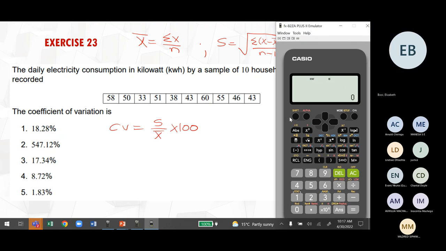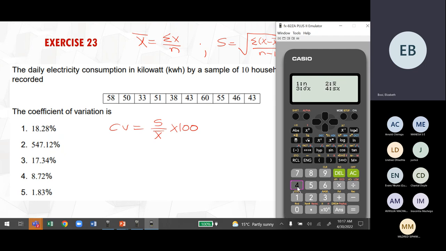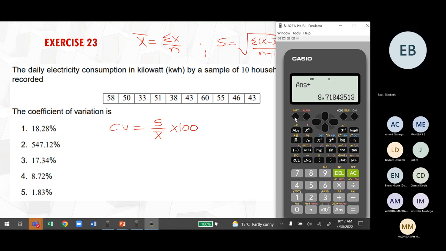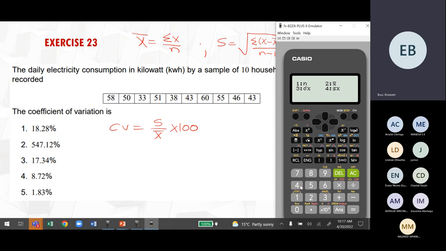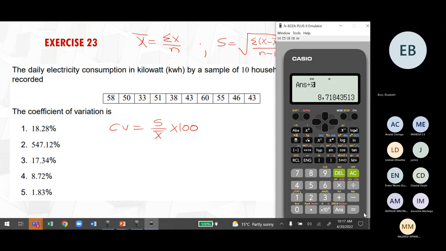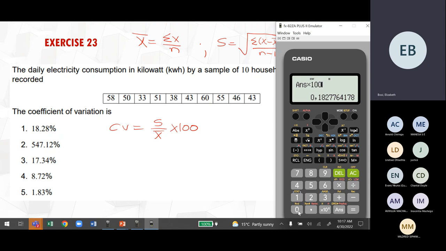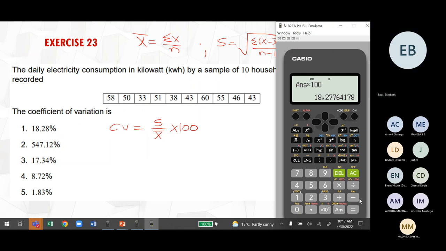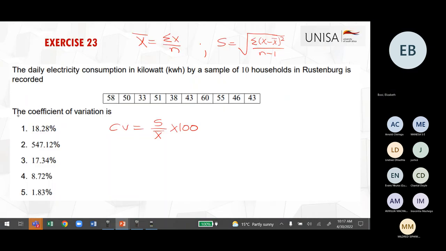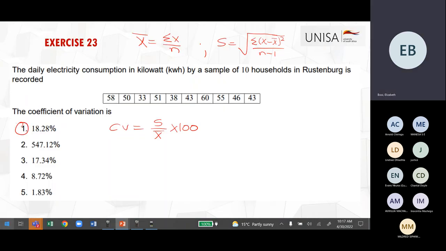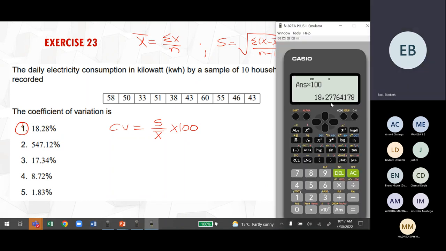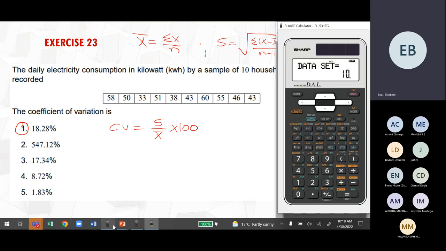Press AC, shift, stat, four, equal. Then I have 8.718 divided by shift, stat, 4, 2, equal. Multiply by 100, equal. The answer is 18.28, which is number one.